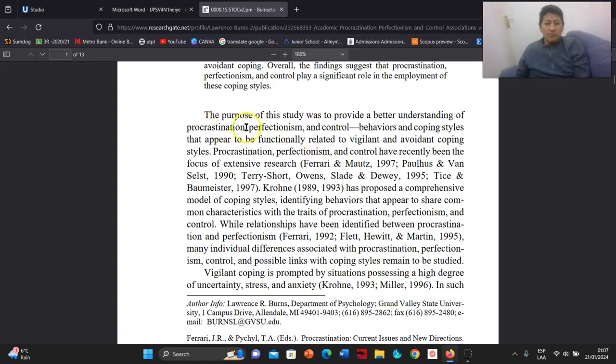And here, for example, the purpose of this study was to provide a better understanding. If you see, in the introduction, provide a better understanding in order to understand the research. But in order to understand this topic better, you need to justify with other authors, with previous research. And don't forget, you have to put the names of the authors. In this introduction, it has to have the citations.